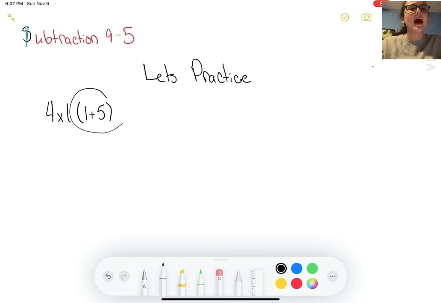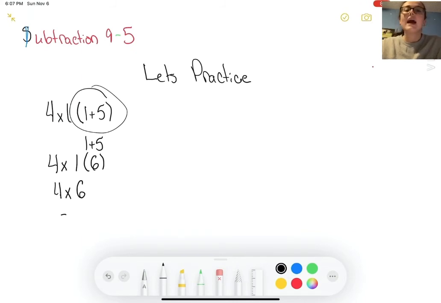So now I want us to take a look at some practice problems. The first one we have is 4 times (1 plus 5). And the first thing we want to look at using our PEMDAS is our (1 plus 5) in parentheses. That gives us 6. And that gives us 4 times 6. And of course, our final solution for that using order of operations is going to be 24.